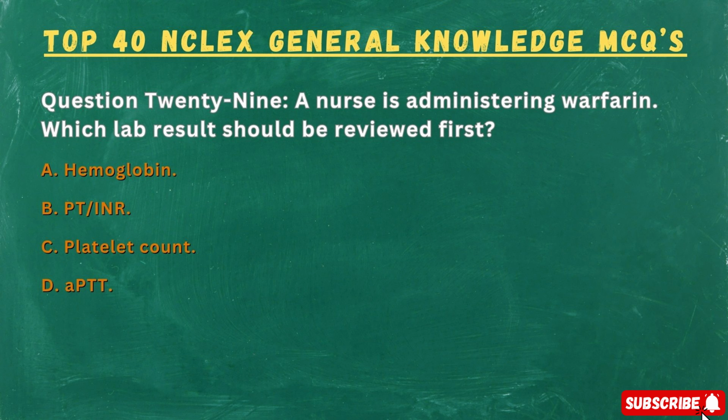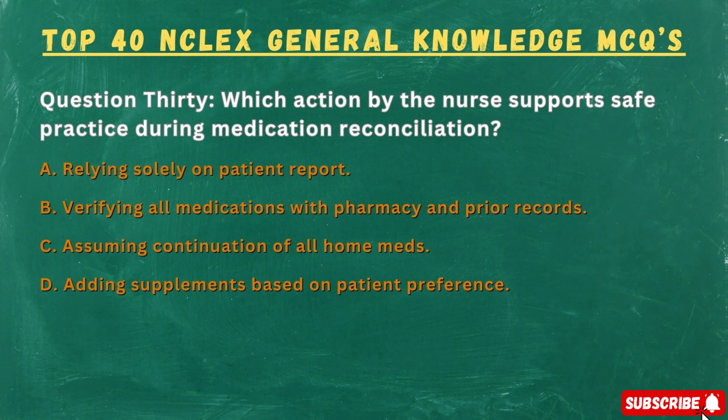Question 29. A nurse is administering warfarin. Which lab results should be reviewed first? A. Hemoglobin. B. PT/INR. C. Platelet count. D. APTT. Answer: B. PT/INR.